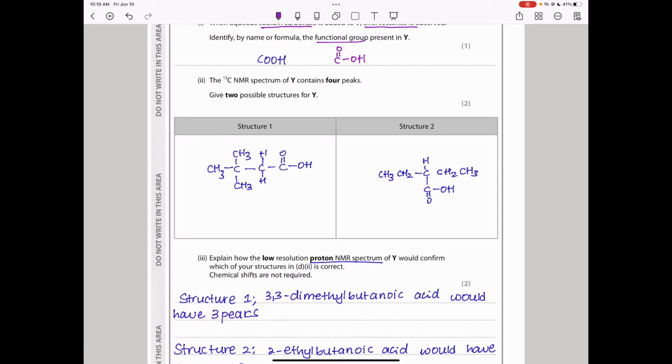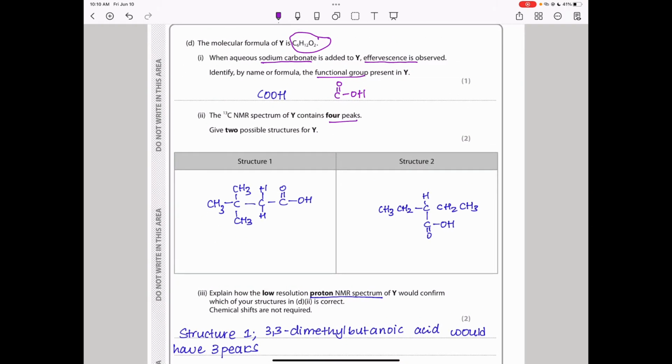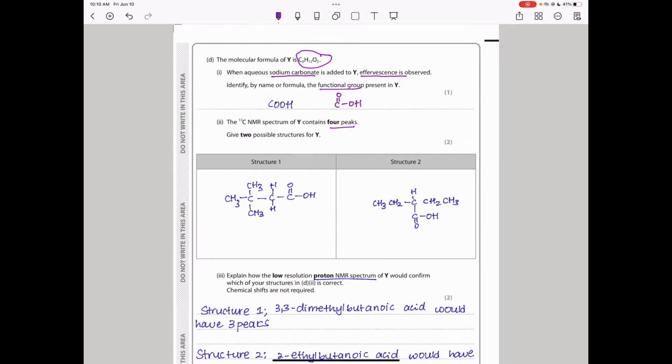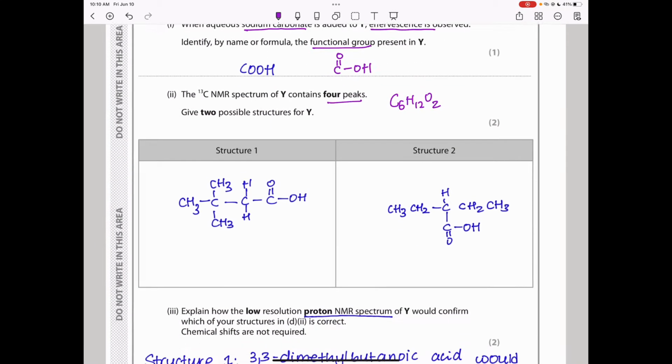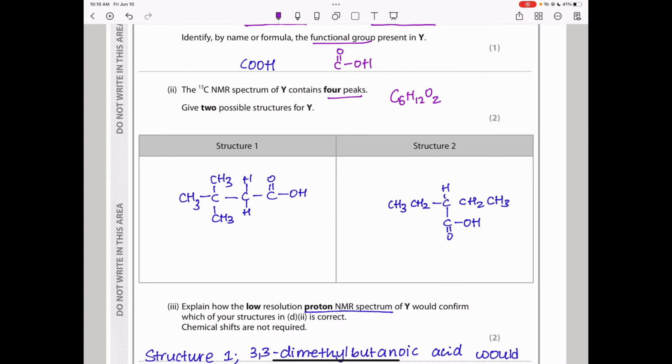The next part says the carbon-13 NMR spectrum of Y contains 4 peaks. Remember, this compound has 6 carbons, 12 hydrogens, and 2 oxygens. If they say it has 4 peaks, it means it has 4 different carbon environments. The only possible structures are these, and let's see why this is the case. When you consider this structure, this is environment 1 that is identical to that, and these 3 are identical, then this is your environment 2, environment 3, and environment 4. So we have 4 different carbon environments.